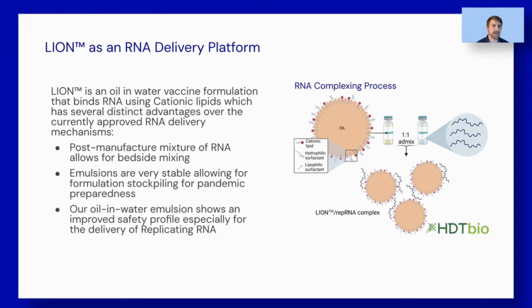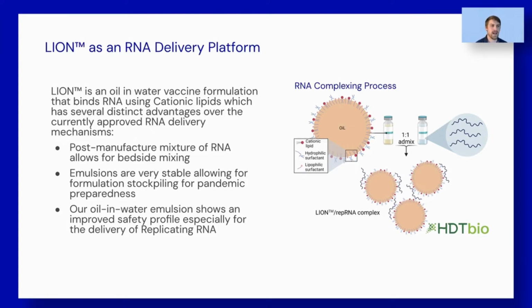Our vaccine candidate, which is known as Lion, consists of an oil and water emulsion that uses a cationic lipid incorporated into an emulsion to bind RNA via charge-charge interactions. The oil core of the particle is stabilized using surfactants and decorated with the head groups of the cationic lipid. This allows for the negatively charged RNA to associate with the emulsion. You can see in the graphic to the right.